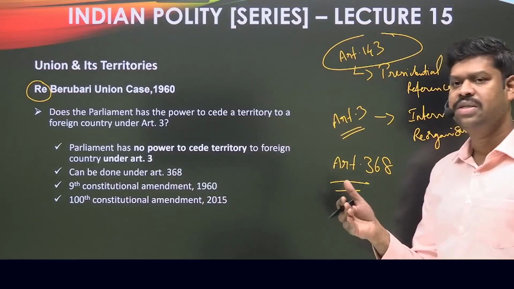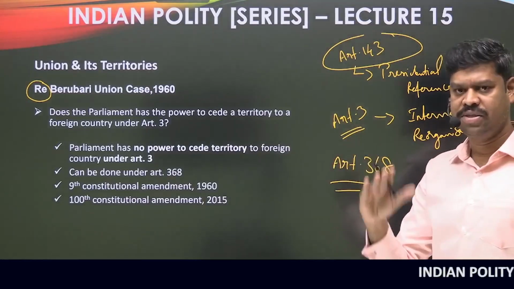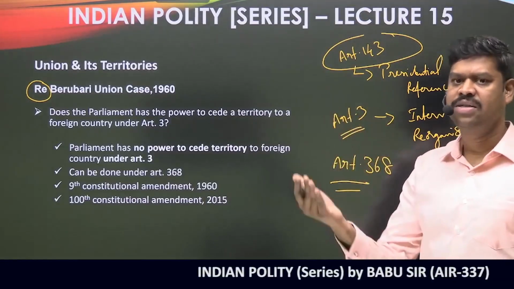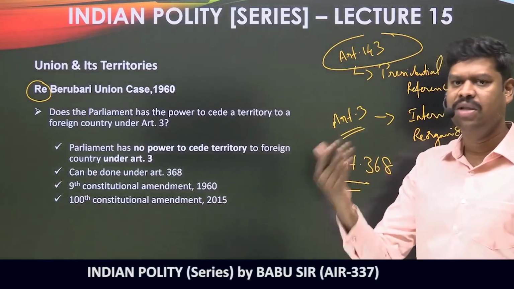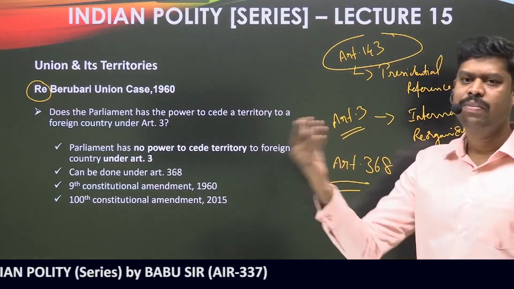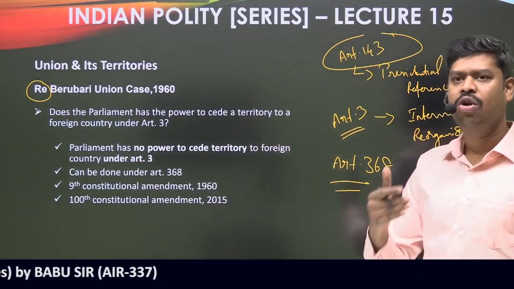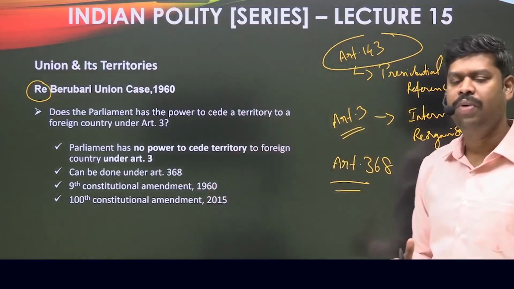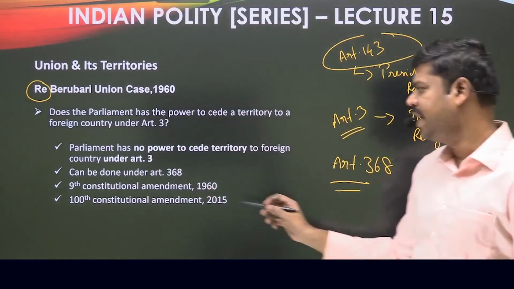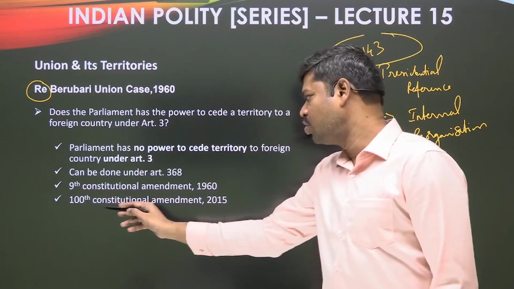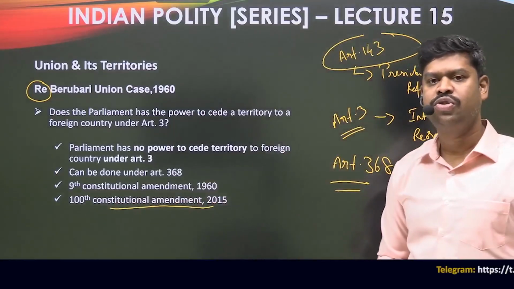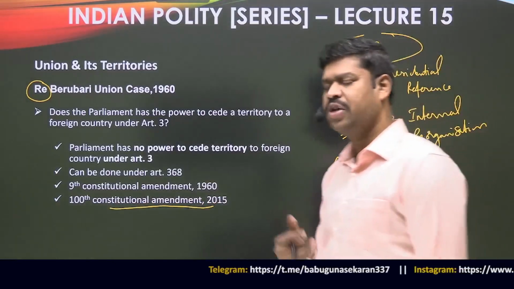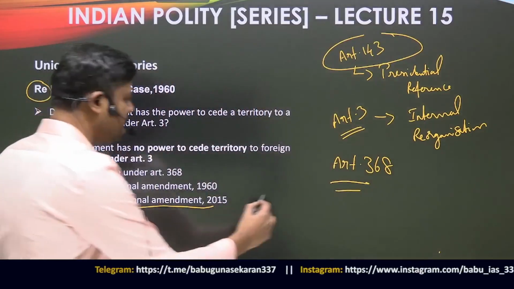So now the question is, can India cede a territory to a foreign country? Yes. And how can they do it? The Parliament has to amend the Constitution under Article 368, and thereby they can cede a territory to a foreign country. To give effect to this, the Parliament enacted the 9th Constitutional Amendment Act to cede Berubari to Pakistan. Similarly, the latest amendment in this regard is the 100th Constitutional Amendment Act. The 100th Constitutional Amendment Act was enacted by the Parliament under Article 368 to make sure that there is an exchange of enclaves between India and Bangladesh.